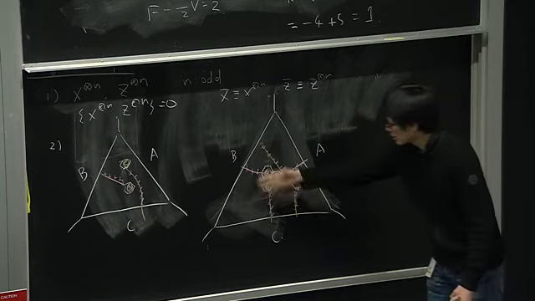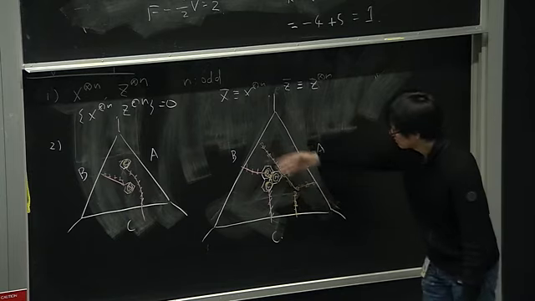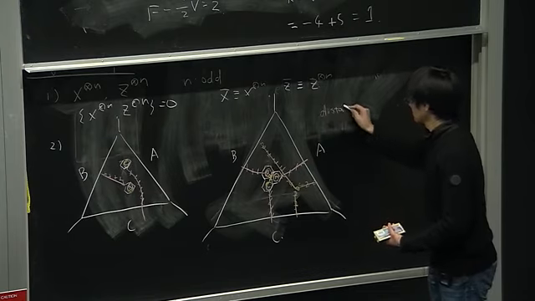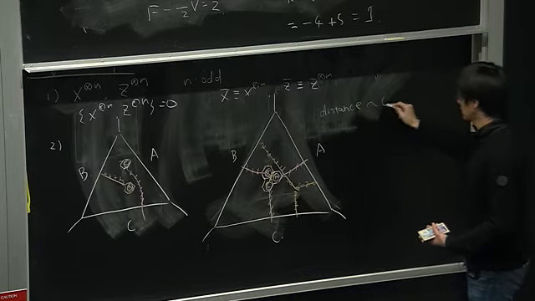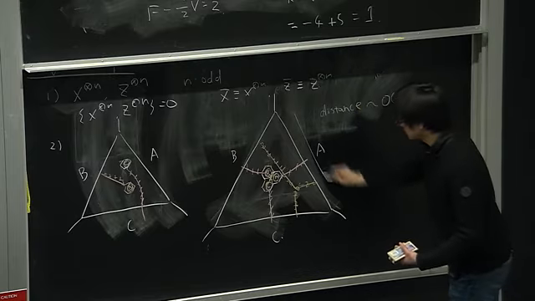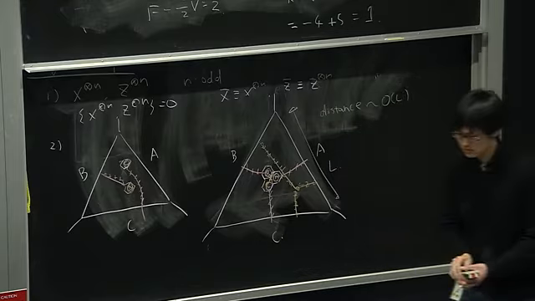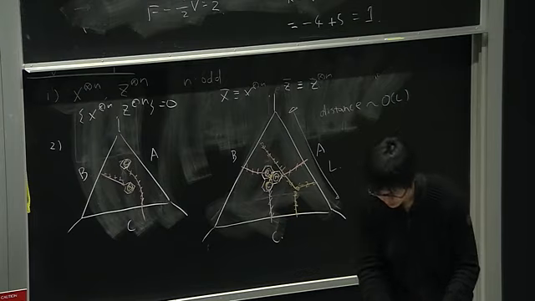And you see that no matter how you create this object, the weight of the operator is order L, where L is the length of the system. So this is the topological color code.